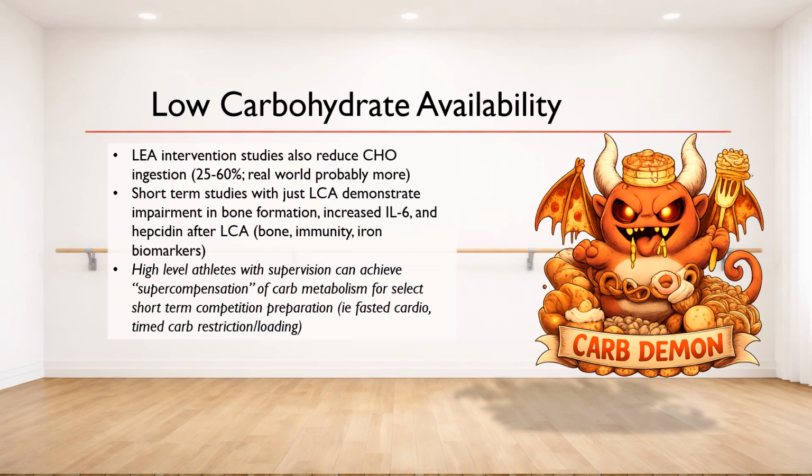The short-term studies demonstrate associations with low carb availability and bone formation impairment, increased IL-6, which is associated with immune response, and increased hepcidin, which is associated with iron metabolism. Sometimes short-term sacrifices related to carbohydrate intake are made intentionally in supervised training programs with the goal of stressing carb metabolism in preparation for competition. This supercompensation effect with short-term detrimental effects is not what most athletes are doing on their own.